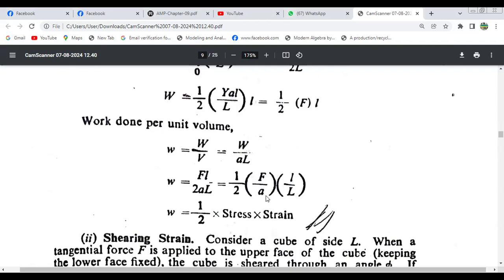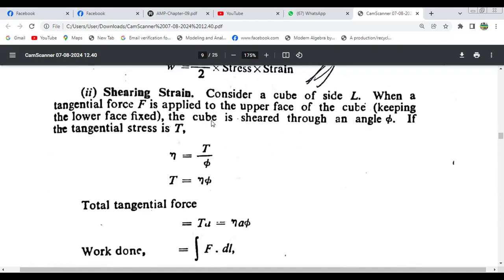But F by A, force per unit area, is stress, and L by increased length divided by original length will be strain. Similarly, we get this equation for shearing strain also. Consider a cube of side L when tangential force F is applied, then the shearing angle will be phi. If the tangential stress is capital T, then eta equals shearing stress divided by shearing strain, T divided by phi.